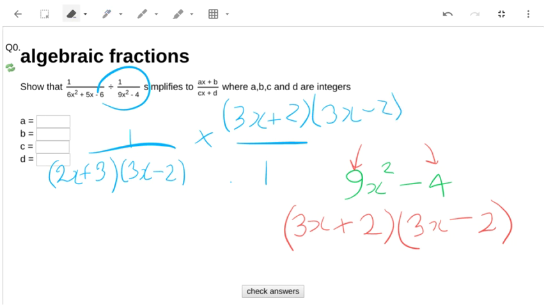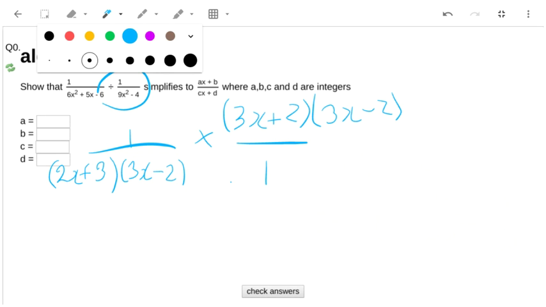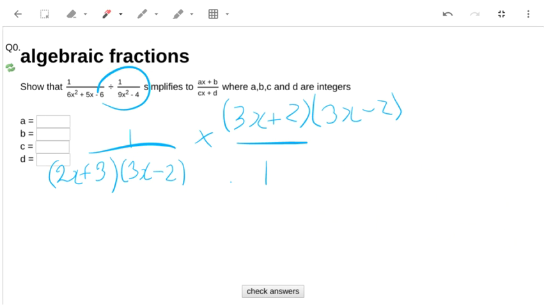And once again, just get rid of that. There should be a cancelling somewhere. And there it is, 3x minus 2 and 3x minus 2. So we're left with the 3x plus 2 on the top and 2x plus 3 on the bottom.